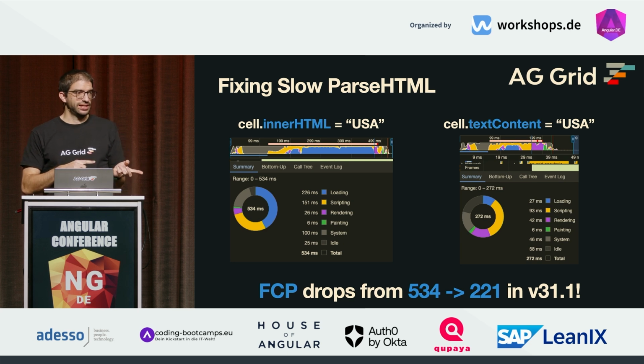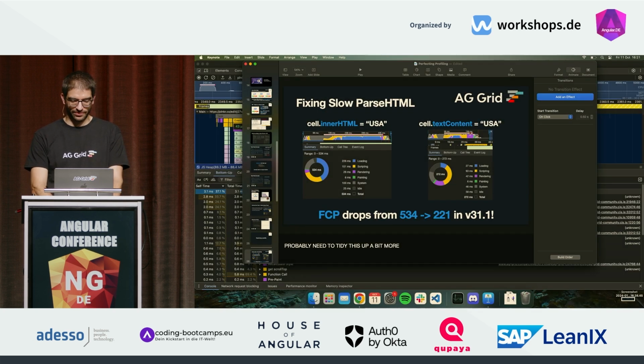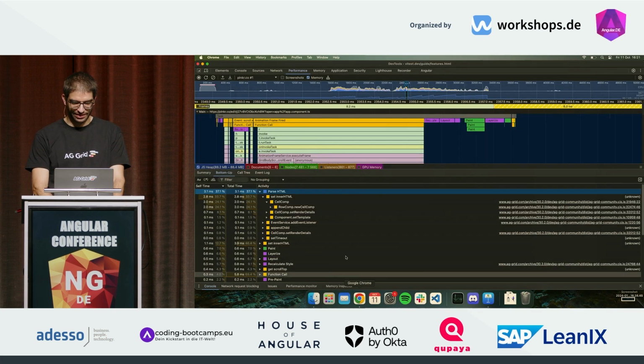So we switched inner HTML to text content, and we get this massive speed improvement. So you can see on the left where you've got all this blue, and that's like the rendering or loading. Which kind of disappears once we'd made this change. And there we go. Let's see that for real.